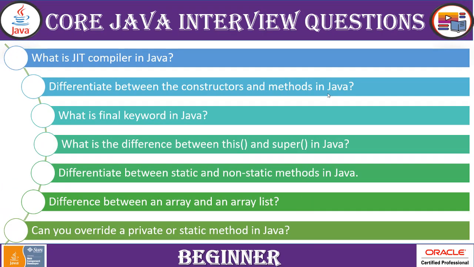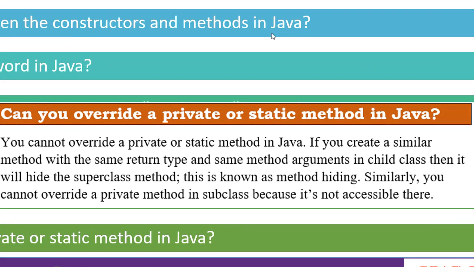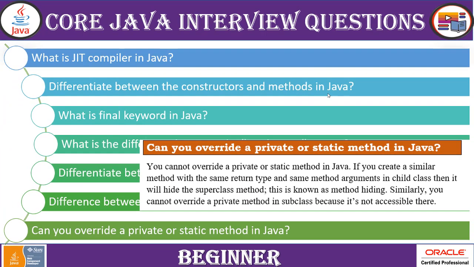Now next question is, can you override a private or static method in Java? No, you cannot override a private or static method in Java. If you create a similar method with the same return type and same method arguments in child class, then it will hide the superclass method, and this is known as method hiding. Similarly, you cannot override a private method in subclass because it is not accessible there.